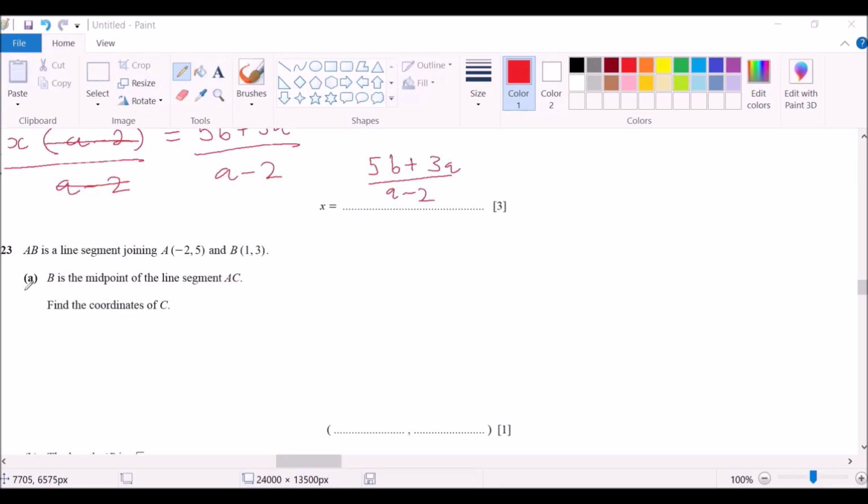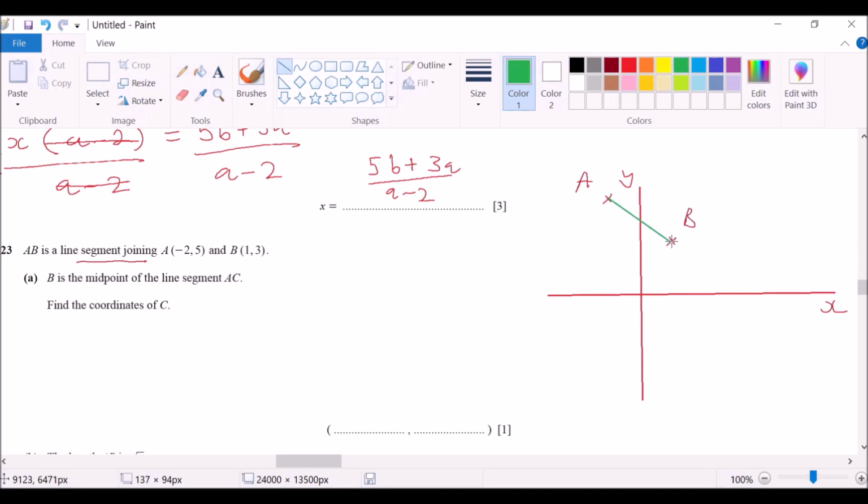Now let's move to question 23. AB is a line segment joining A minus 2, 5 and B 1, 3. So we must have a sketch that will usually help in the analysis. Our X, our Y there, minus 2, 5, can just estimate minus 2, 5 to be there, and 1, 3 there. So this is point A, this is point B. So our line segment AB is here.